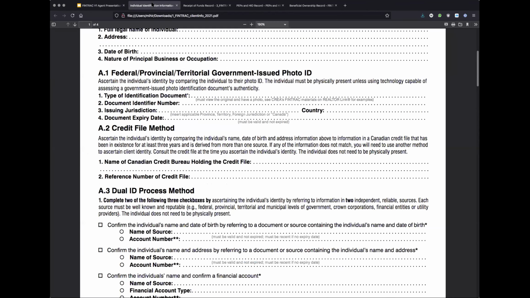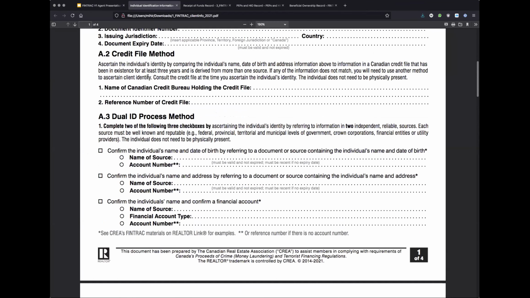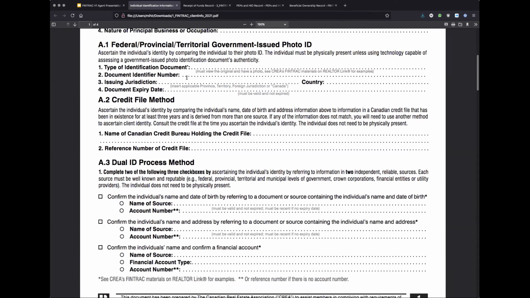Okay. There are other methods here as well. There is the credit file method, which almost no one uses because obtaining a credit file for a client is costly. It is not free. So on the credit bureau, you have to compare the ID of the client as compared to the credit bureau, and they have to match in full. If any of the information does not match, then the credit file cannot be used. For all intents and purposes, we do not recommend you use A.2 when verifying the ID, as A.1 is quite easy to do.